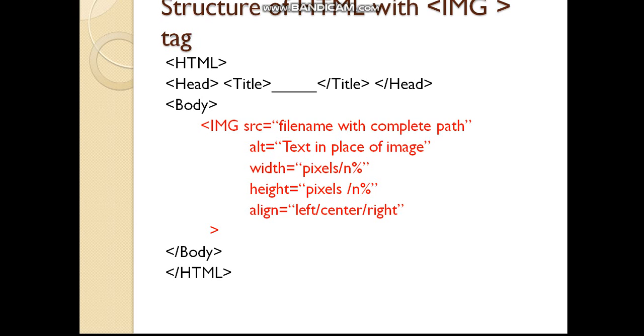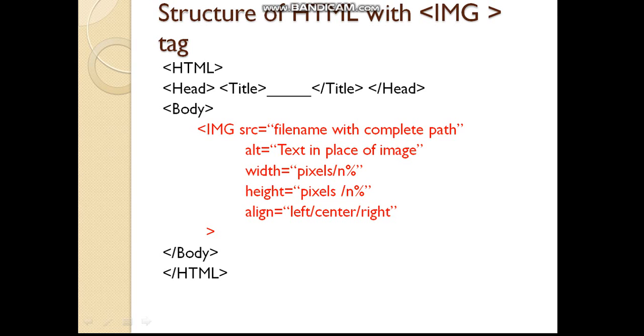So now the structure of your HTML with img tag. Now we all know, first we will be writing HTML, then we are going to write head, title of the document, then slash title, slash head, then we are going to insert this body tag. So inside this body tag, what we are going to write? We are going to write img. This is your tag, and attributes are your src.